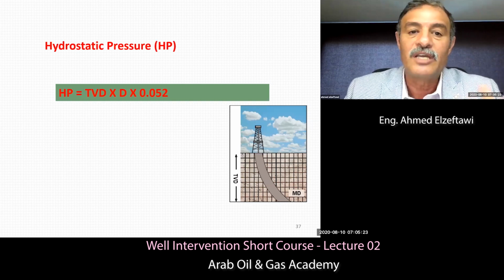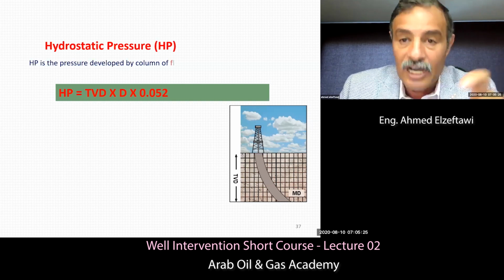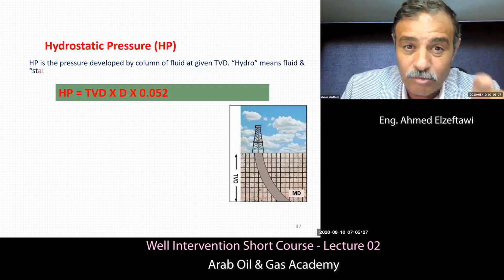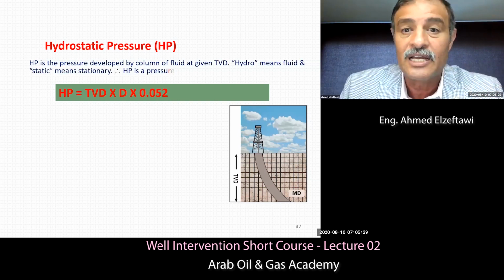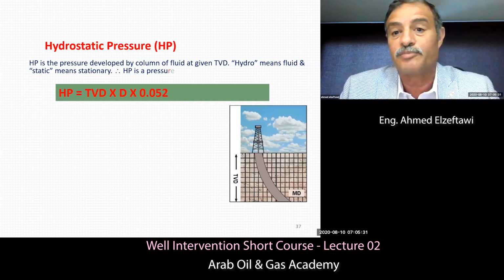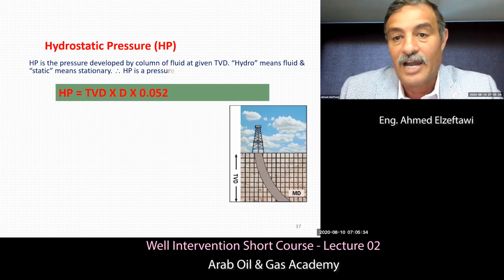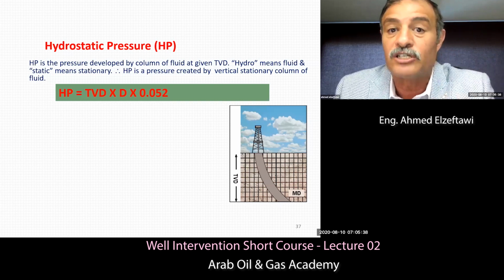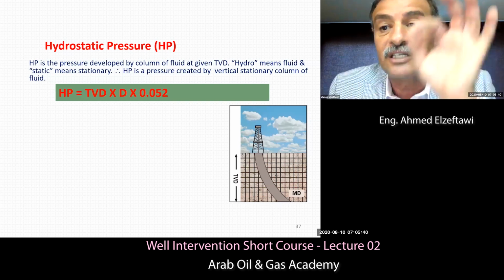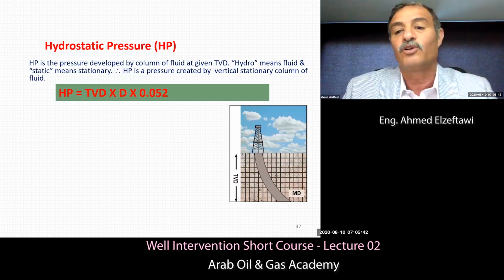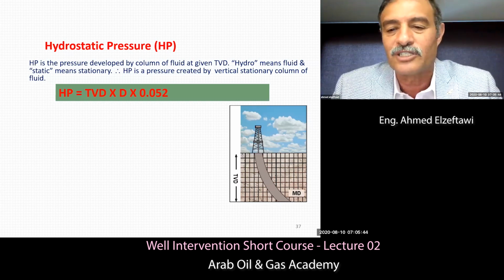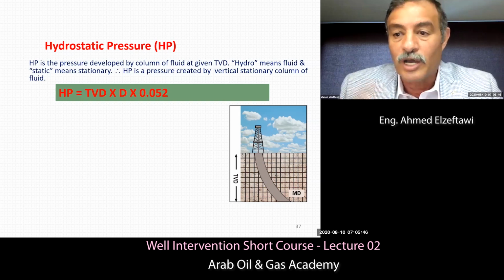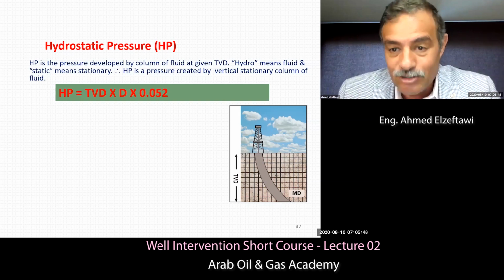And the meaning of the hydrostatic pressure is the pressure developed by a column of fluid at a given true vertical depth. Hydro means fluid, static means stationary, so it is a pressure created by a vertical stationary column of fluid. You cannot calculate the hydrostatic pressure while in motion. It has to be static.